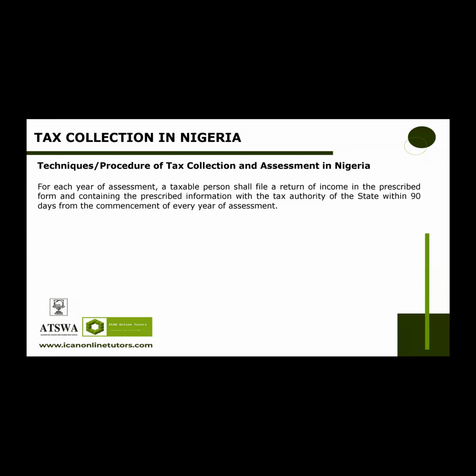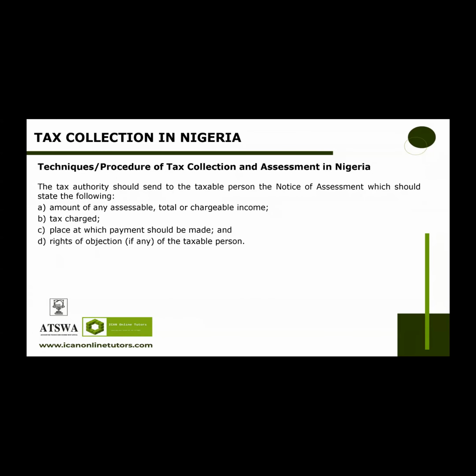There may be additional assessments if the tax authority later discovers that the taxable person has been assessed at a lower amount within the year of assessment or within 6 years after the expiration thereof. The tax authority should send to the taxable person the notice of assessment, which should state the following: amount of any assessable, total or chargeable income, tax charged, place at which payment should be made, and rights of objection, if any, of the taxable person.